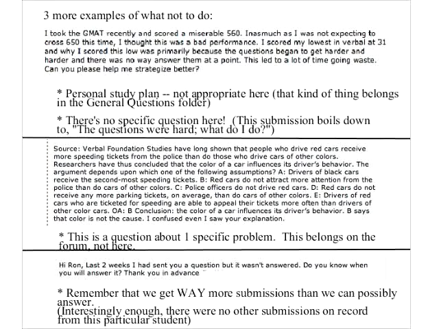A couple of examples of submissions not to do.